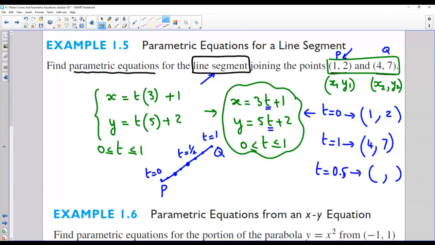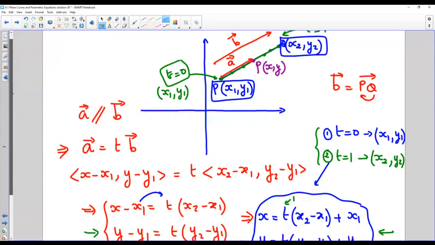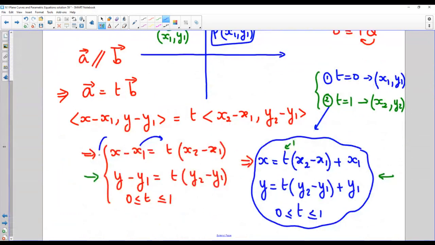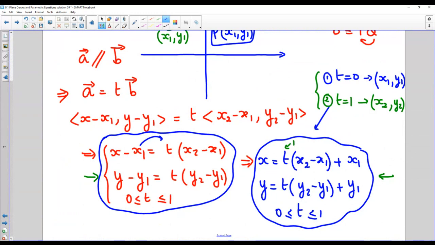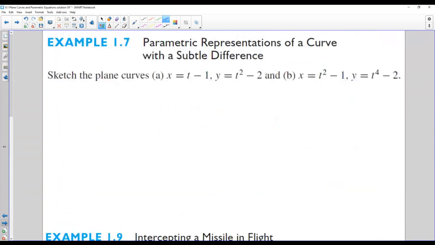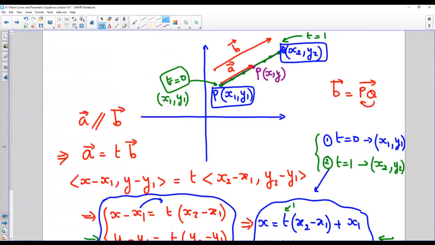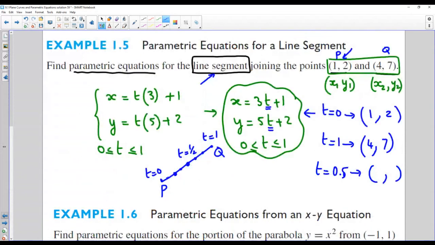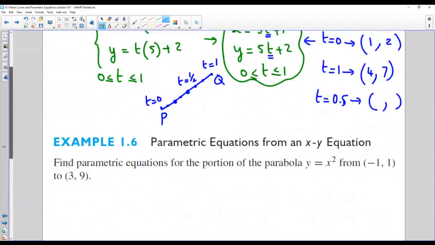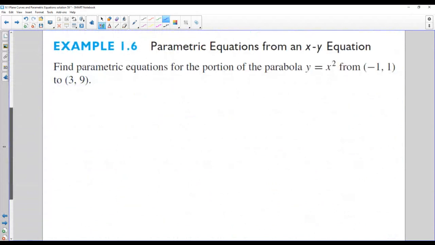So just use the formula, just use the rule. It's up to you. You can use these, these are fine, or the other one over there. Both of them will be fine. So that's how you parameterize a line segment.